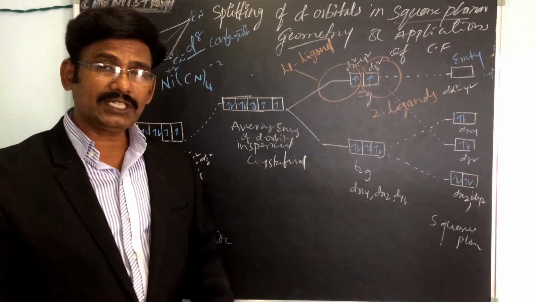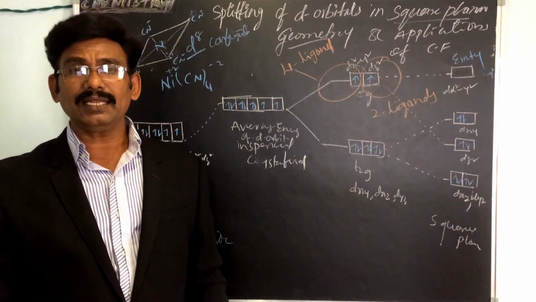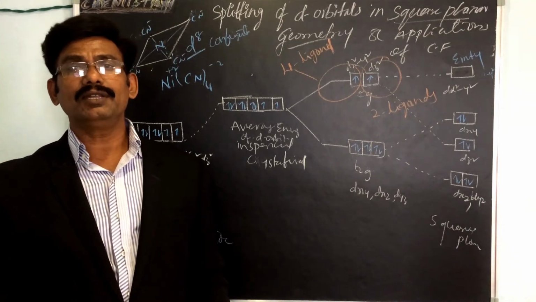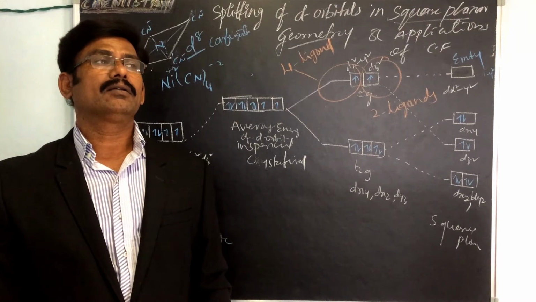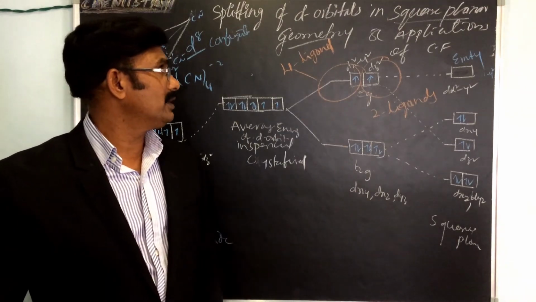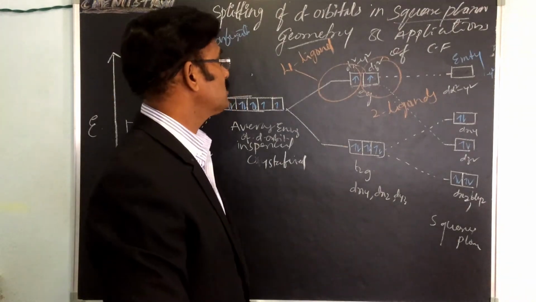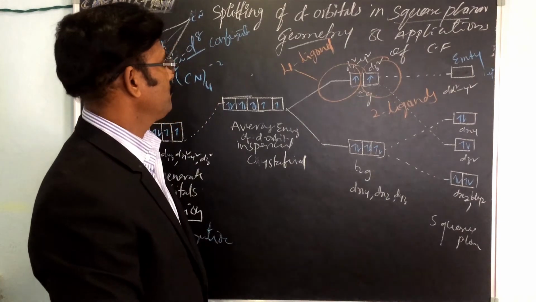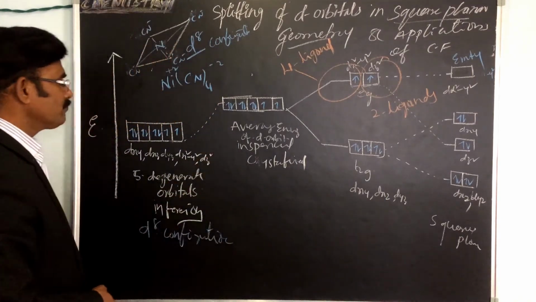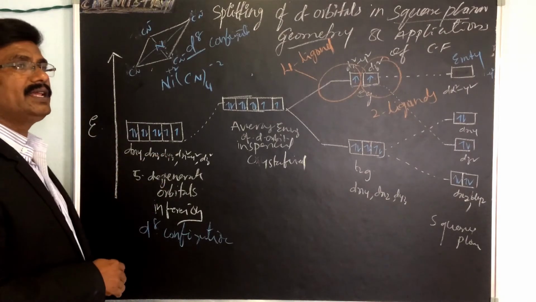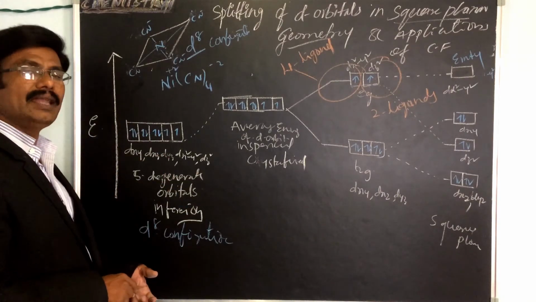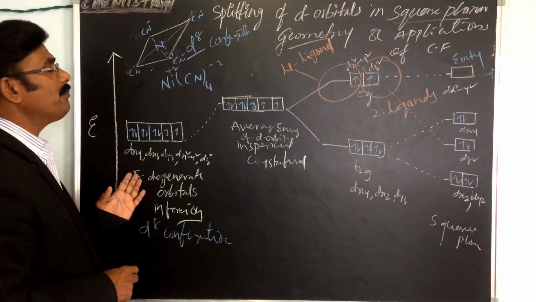Okay, once again, what is that? Today we have to discuss the splitting of d orbitals in square planar geometry. So what is that? In a free ion containing the d8 configuration, 8 electrons are present in the d orbitals.